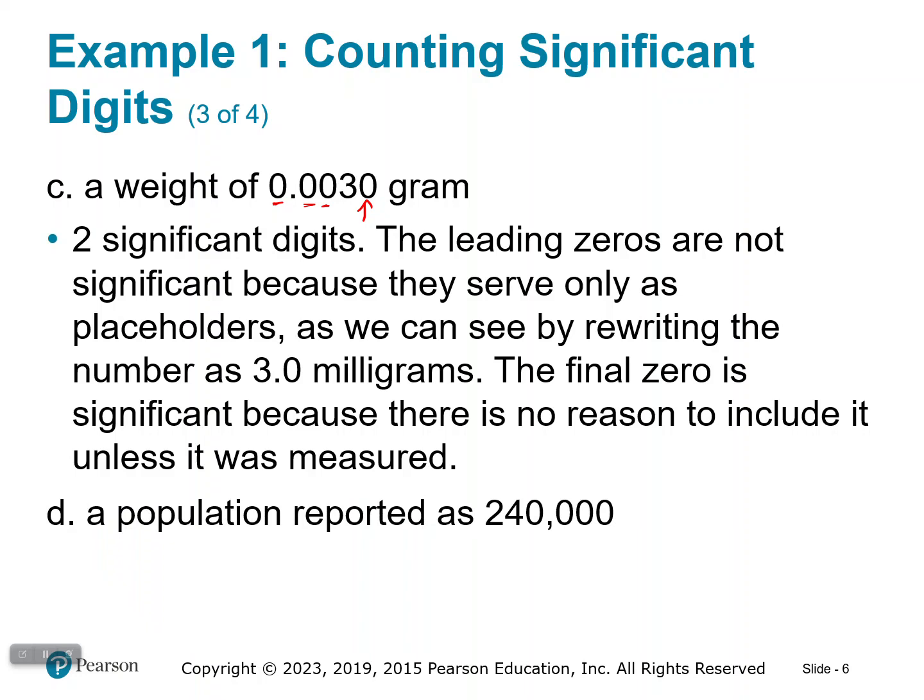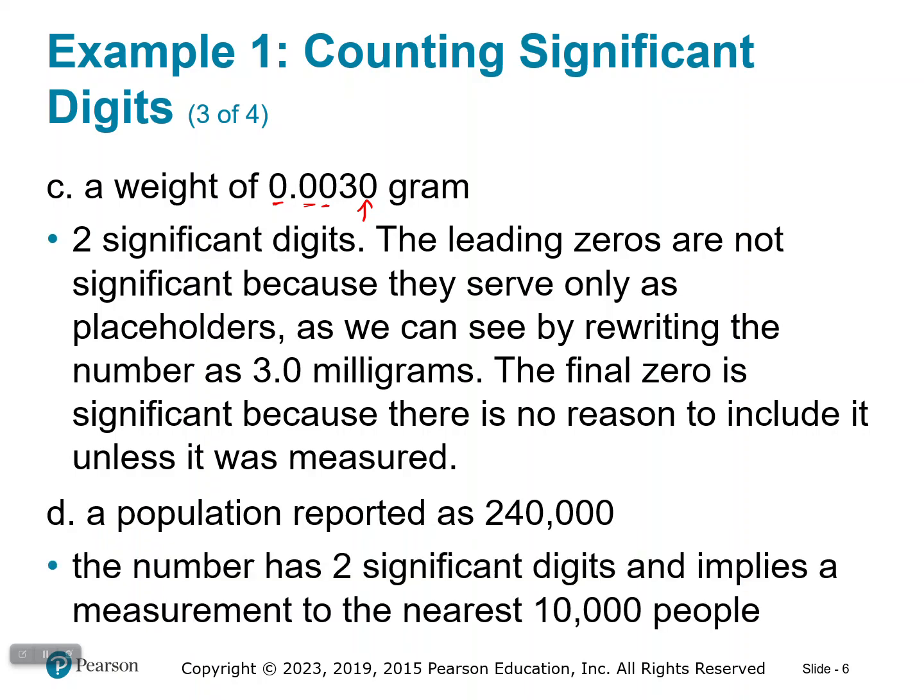A population was reported as 240,000. The number has 2 significant digits, all right? We can only be sure of the 2 and the 4. The zeros that follow afterwards, we don't know if they're significant based on the information in the problem. And we're at thousands here, accurate to tens of thousands.